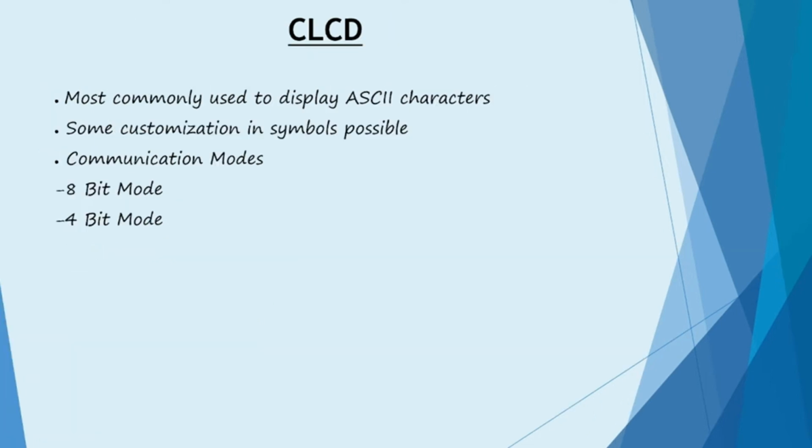What is CLCD? CLCD is basically used to display characters, that is ASCII characters. It has two modes, that is 8-bit mode and 4-bit mode.